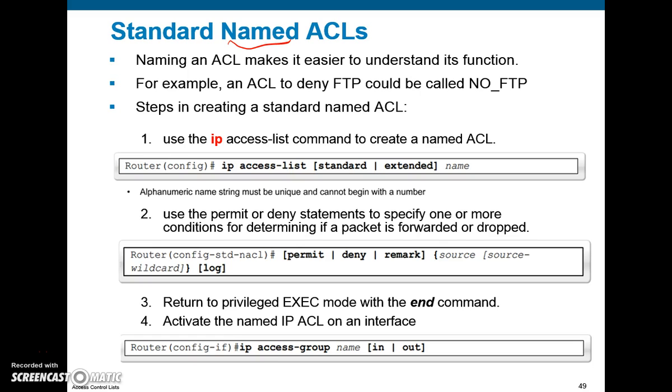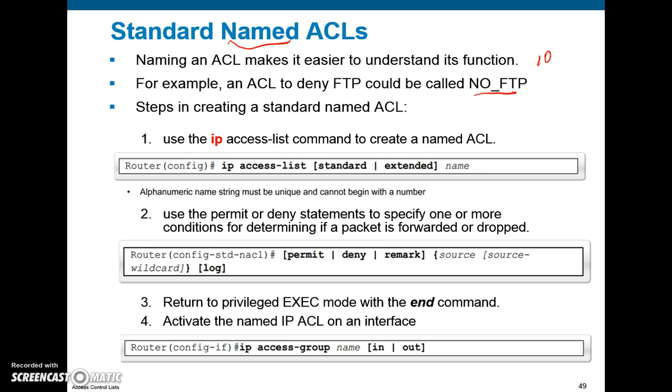A name, for example, like no FTP, instead of the number access list 10. So you give it a name, no FTP. So this gives more meaning to the access list. So that when you tell others that I'm going to apply this access list no FTP, rather than I'm going to apply this access list 10. So no FTP obviously gives it more meaning.